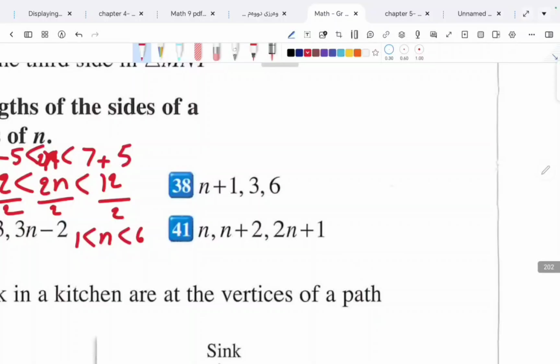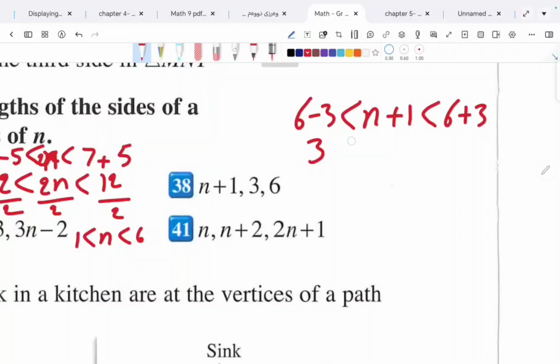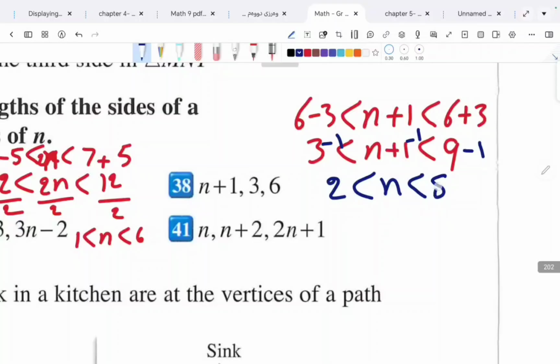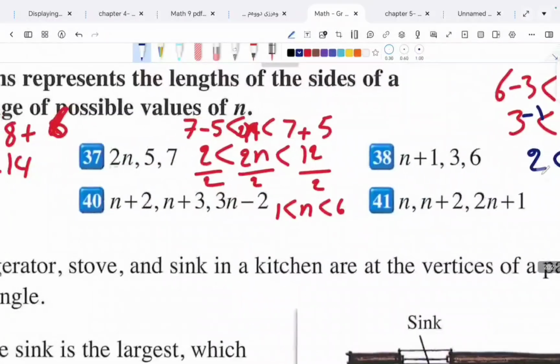The other one, it is 6 minus 3. We have n plus 1, 6 plus 3. Okay, 6 minus 3, it is 3. n plus 1, 6 plus 3 equals 9. How to get rid of positive 1? Subtract 1 from each one. So 3 minus 1, it will be 2. n remains, 9 minus 1 is 8. So it's between 2 and 8.